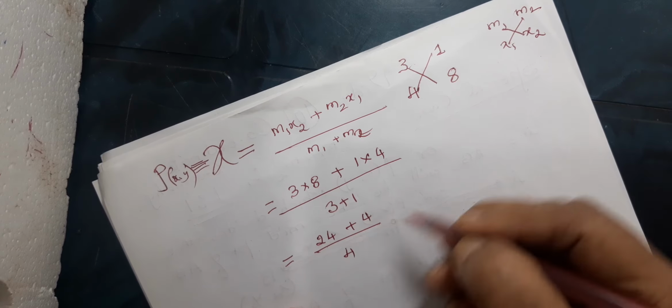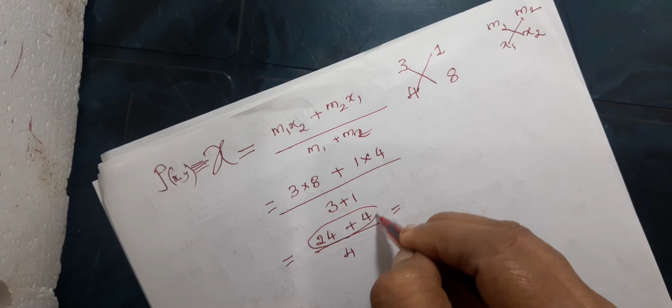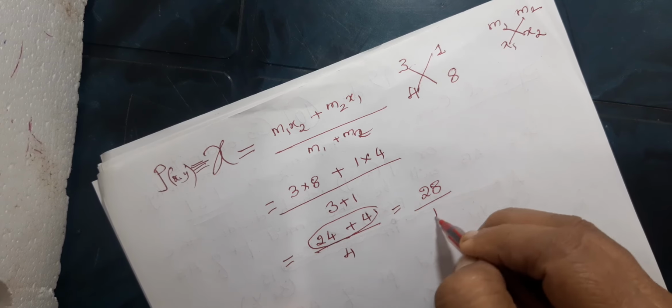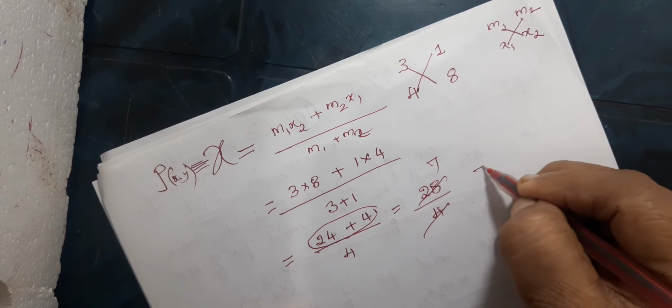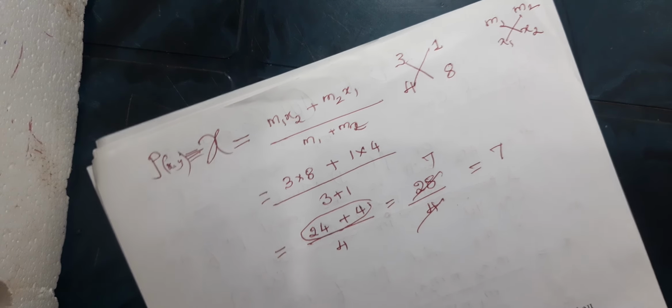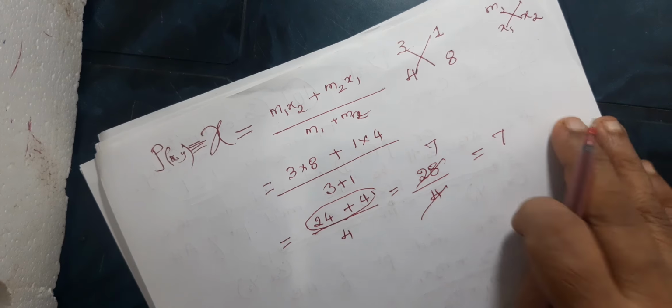Don't just cancel like this. First you add this. So 28 by 4. 4 ones are 4, 4 sevens are 28. So I have got the x coordinate. I hope you have followed. See, x coordinate I have already got.